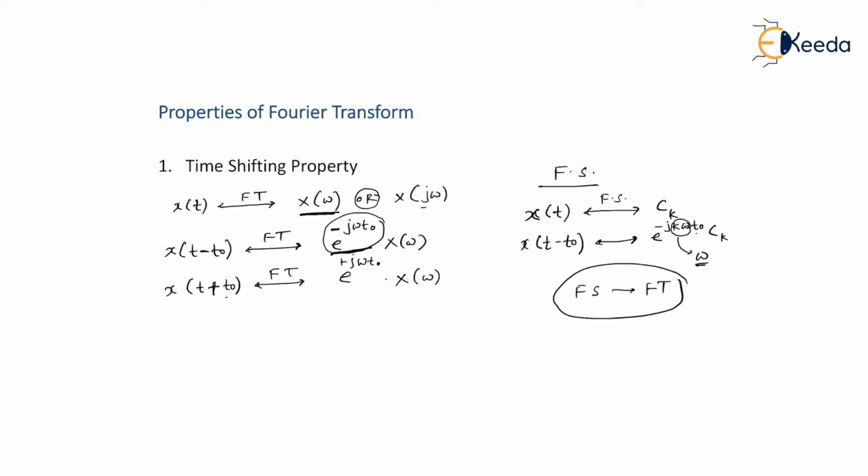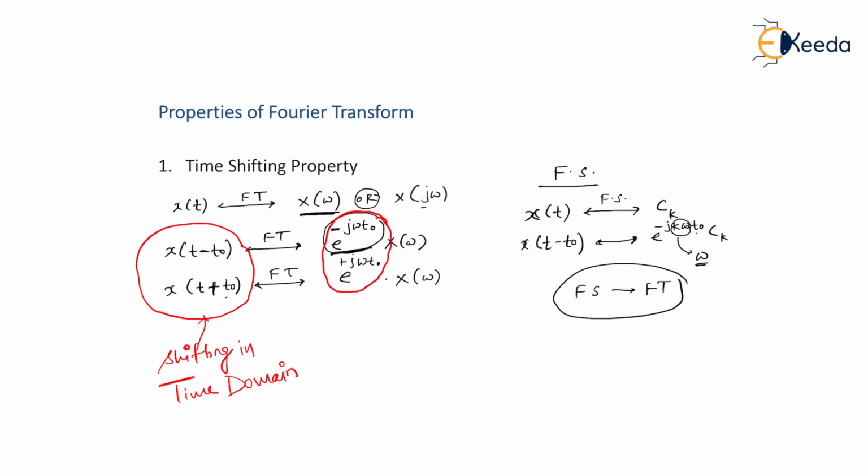So as you can see, there is shifting in time domain. In that case, as you can see, the phasor terms are added in frequency domain. Is that right? So vice versa thing will happen when a shifting takes place in case of frequency.